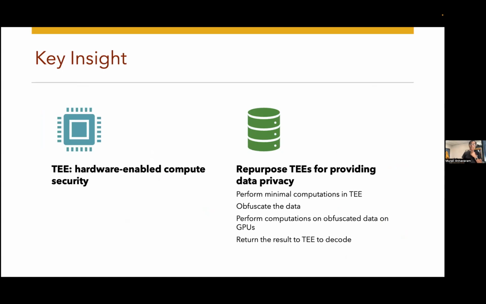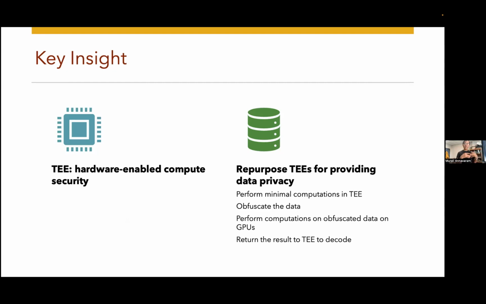And so the idea, therefore, is that we are going to repurpose the trusted execution environment not to do the full training or the inference. Instead, we are going to perform some minimal computations inside the trusted enclaves, obfuscate the data, and then you take that obfuscated data, which looks like random data, into a GPU and perform the computations on this obfuscated data on the GPU. And then you return the results that are produced on the obfuscated data back to the TEE, and the TEE can still decode that information. So that's sort of this collaborative approach.